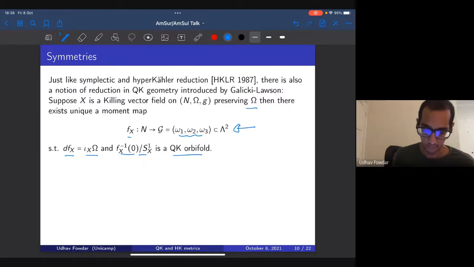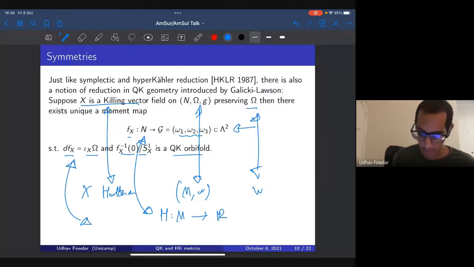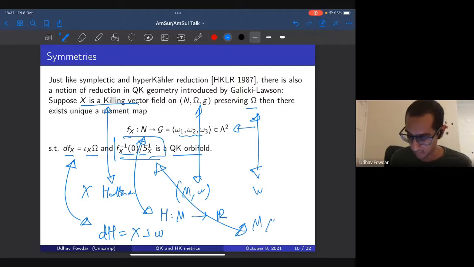Okay, so just to make sure that everyone gets what I'm talking about, if you were doing symplectic geometry, you would replace X here by a Hamiltonian vector field. You replace your Quaternion-Kähler manifold by a symplectic one, with just your symplectic form. Then the moment map would really just be your Hamiltonian function. And this condition here is precisely that if you differentiate your Hamiltonian, you're going to get the vector field contracted with the symplectic form. This is the analog of your symplectic reduced space. Okay, so there's a formal analogy between these two things.